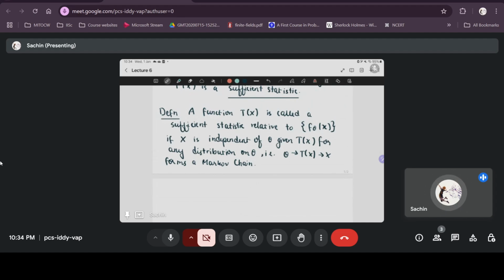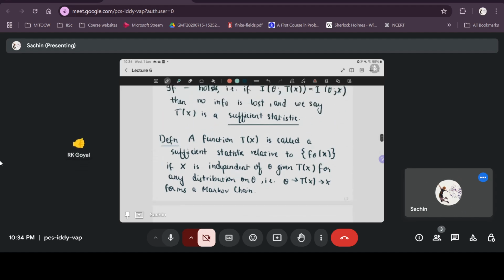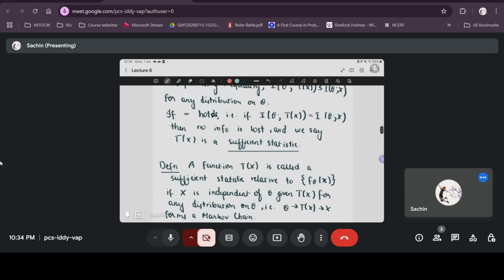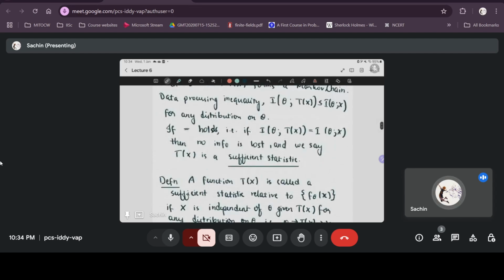So that is how we define a sufficient statistic. And from the previous class, we saw that in the data processing inequality, I(X;Z) is less than or equal to I(X;Y), and that equality will hold only if I(X;Y given Z) was 0. So here it will be I(X,theta given T(X)) is 0.